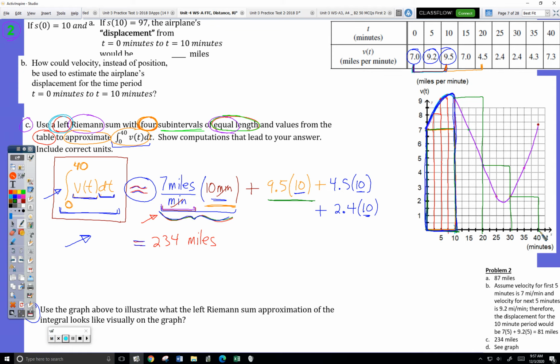I'll get you to answer it yourself, then it'll stay in your brain better. If the plane has a velocity of 7 miles per minute, what does that mean?